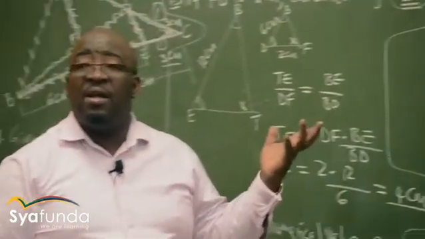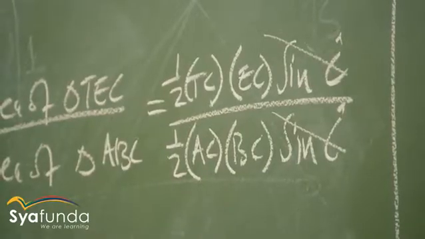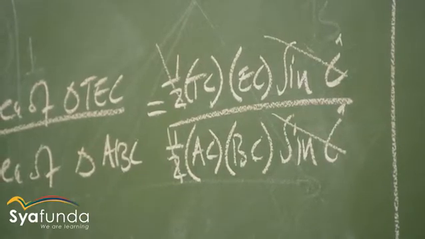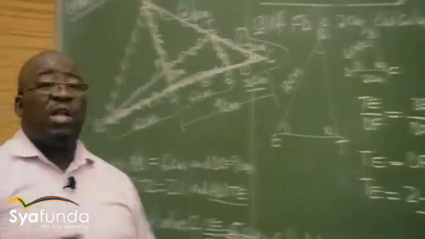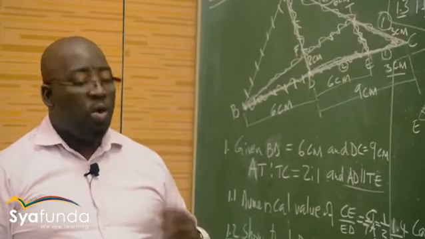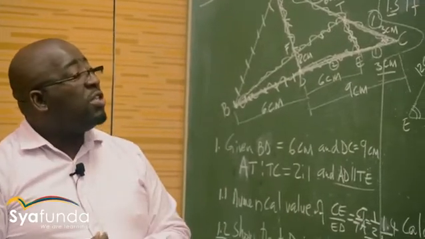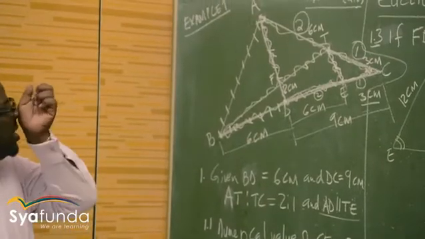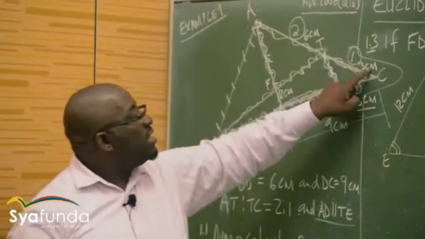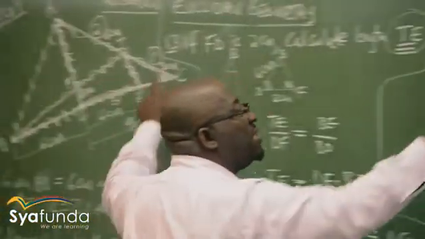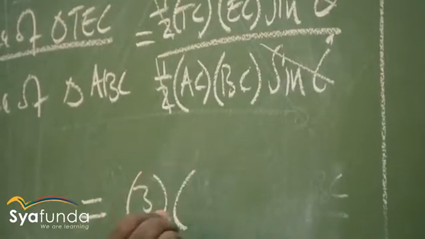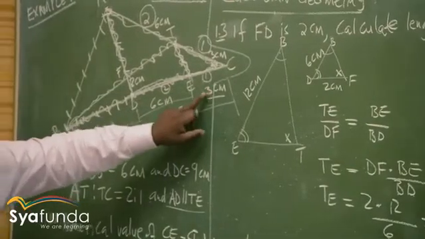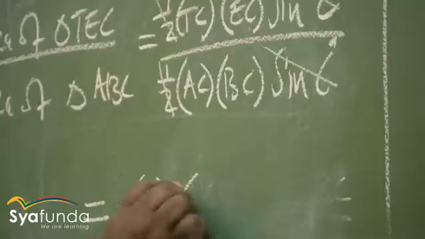Anything else that you see there that can cancel out? Yes, it is half and half. So this half can go with that half. Let's push the actual dimensions there. I can show you that whether we use dimensions or ratio, we'll come to the same solution. Let's start with dimensions. How many centimeters is TC? This is TC. It is 3 centimeters. So this is 3 times. What is EC? It is also 3 centimeters. So it's 3 times 3.